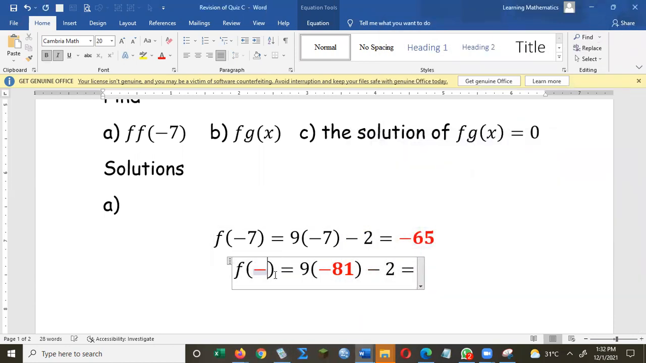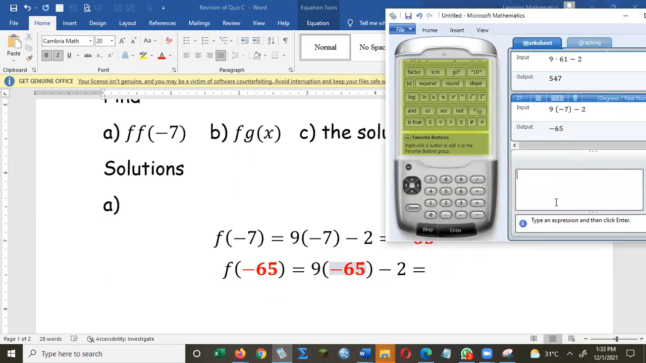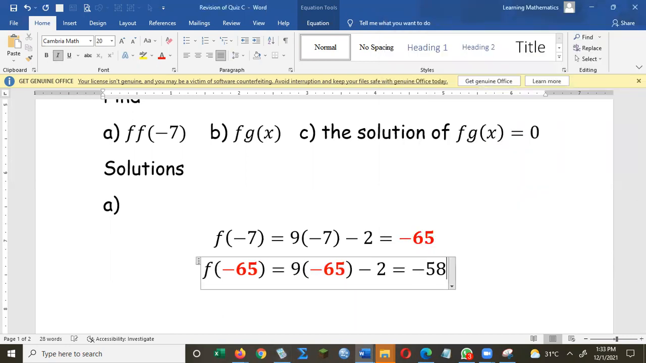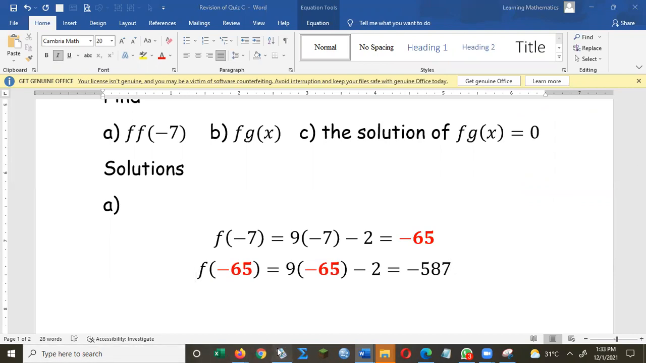And not only that, this is very important when you're doing calculations, even in the real world, with your calculators. So please pay attention to that. And what is 9 times negative 65 subtract 2? Okay, so it's good that you recognize your mistake. I get negative 587 for the final answer. That's what you do for the first question, part A.